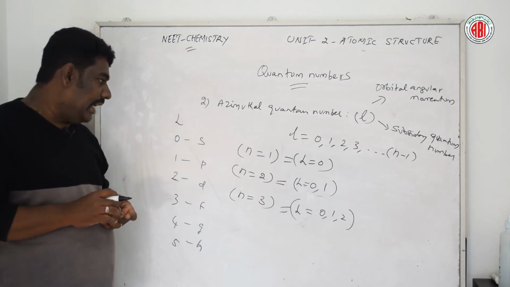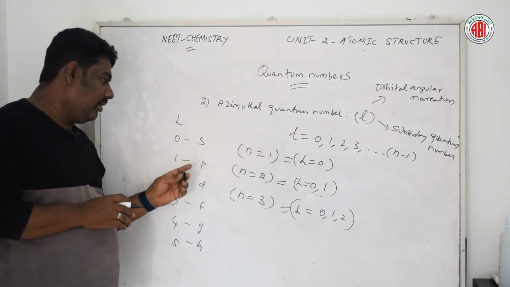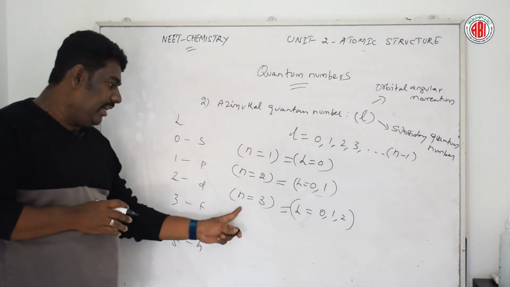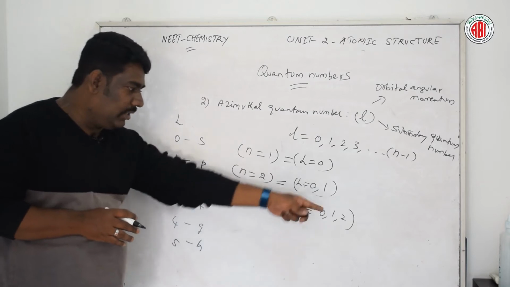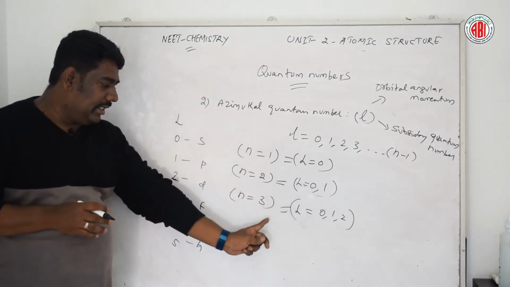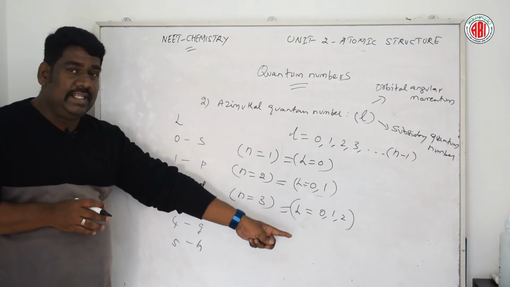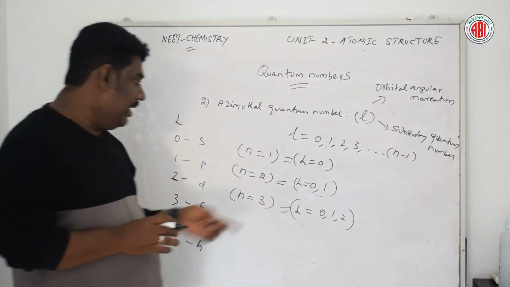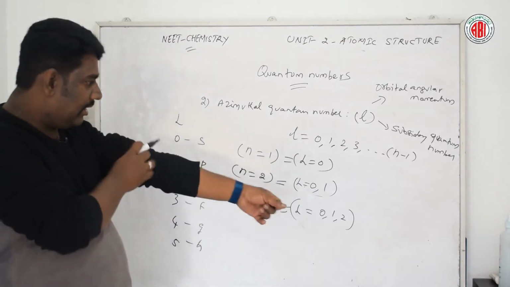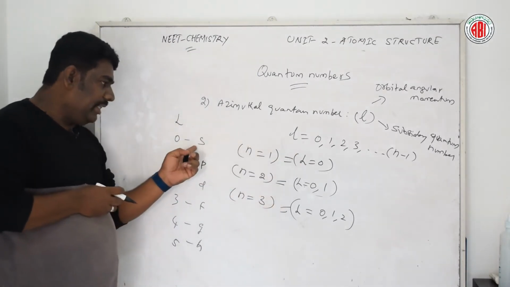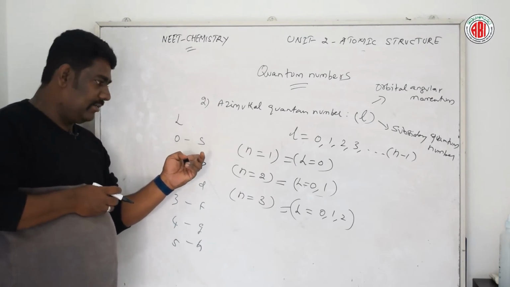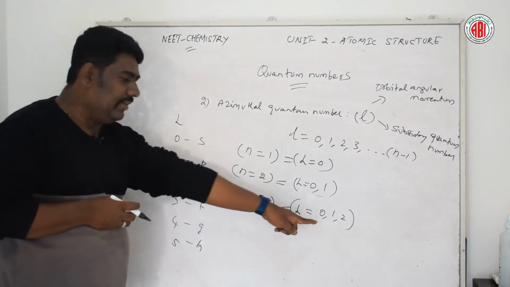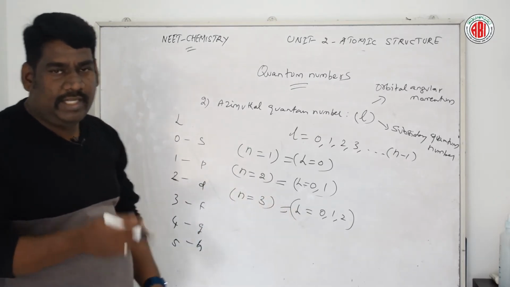Means N value is 1, that is 0. N value is 2, starts from 0 again, 0 and 1. N value is 3, starts from 0 again, 0, 1, 2. So for N equal to 3 we have 3 subshells, whereas for N equal to 2, 2 subshells are there. N equal to 1, 1 subshell is there. And 0 represents the S orbital, 1 represents the P orbital, 2 represents the D orbital. So it goes on like that.